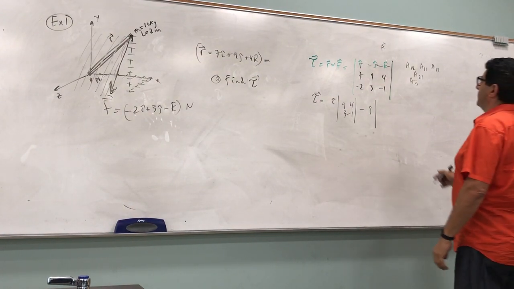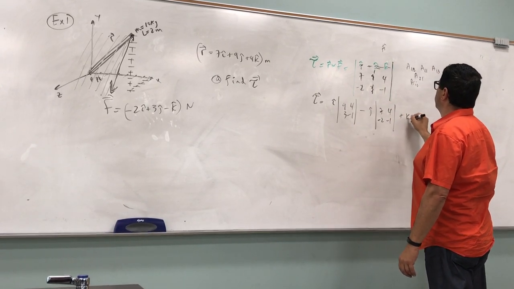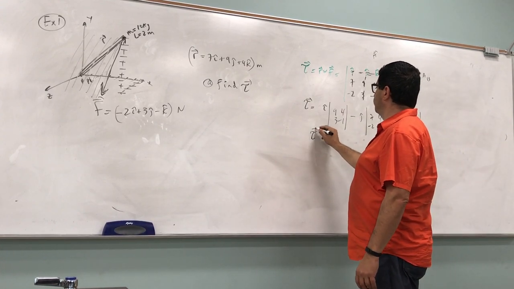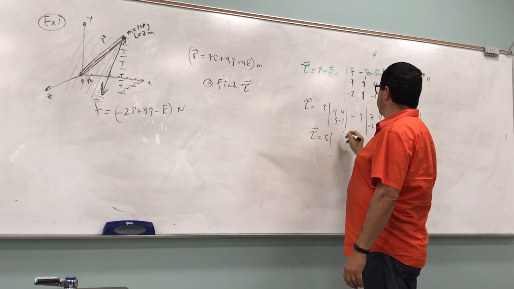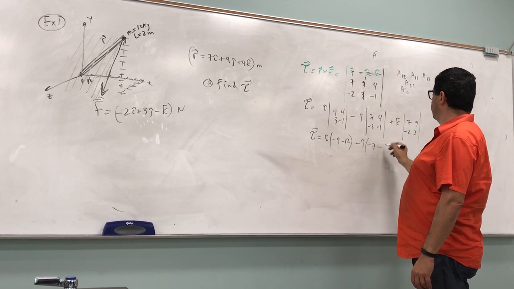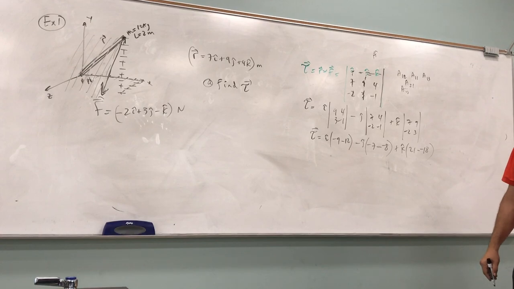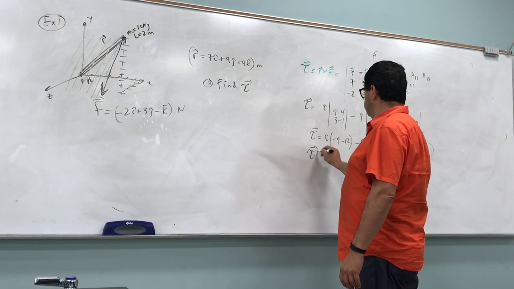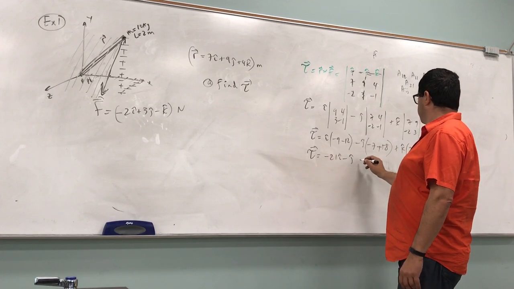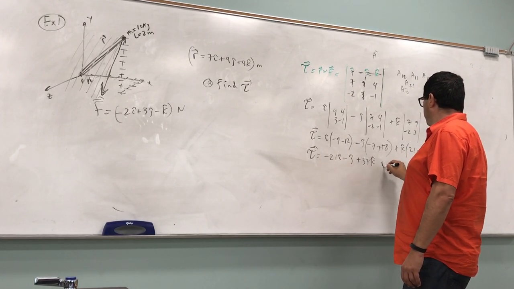A32, A33. Okay, so now you expand along the next one, negative j, then you cross that out: 7, 4, negative 2, negative 1. Then you go to the last one: 7, 9, negative 2, 3, right? Then the torque is this one: 9 times negative 1 minus 12, minus j times 7 times negative 1 minus negative 8, plus k times 21 minus negative 18. Okay? So negative 21 i, 8 minus 7 is 1, negative j, plus k is going to be 37k. Newton meters.